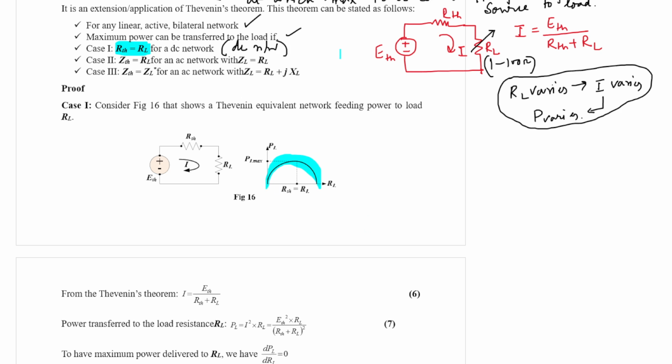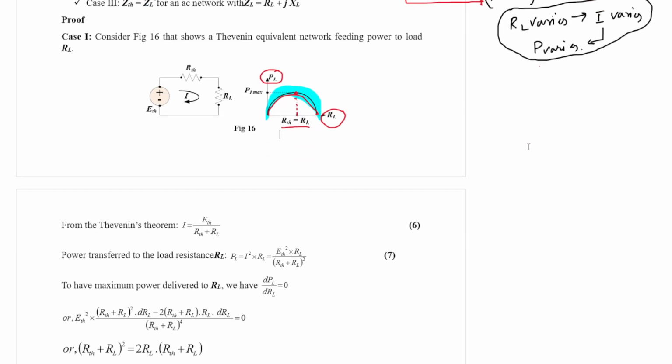In the x-axis we have RL, which varies from some minimum value to a maximum value. In the y-axis we have PL, that is the load power. It follows a curve like this. At the condition where Thevenin resistance equals load resistance, we have the maximum amount of power.